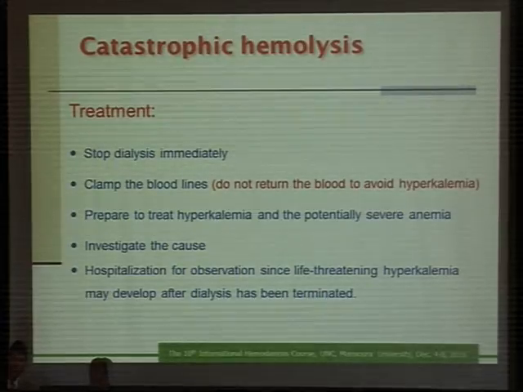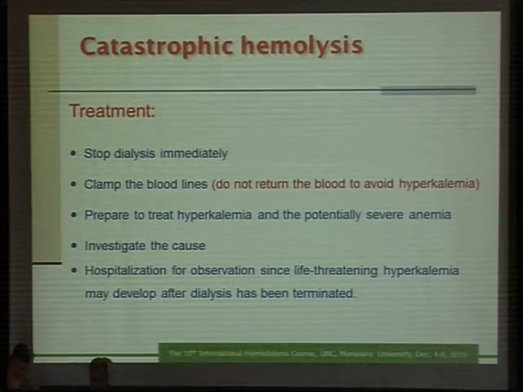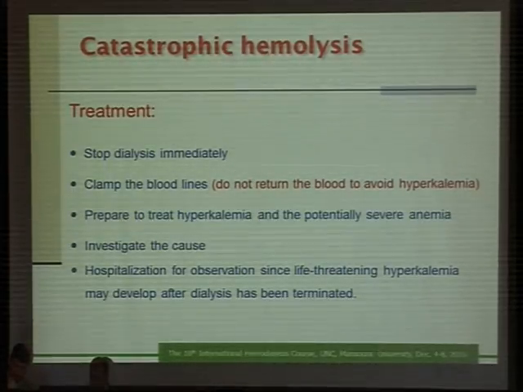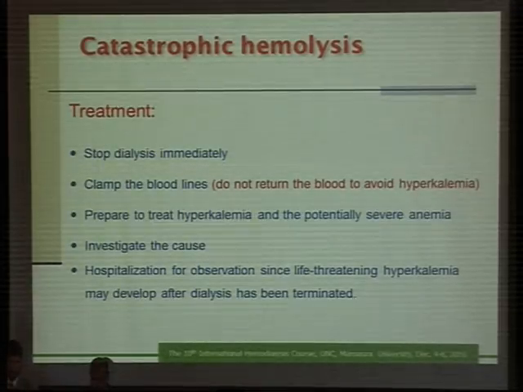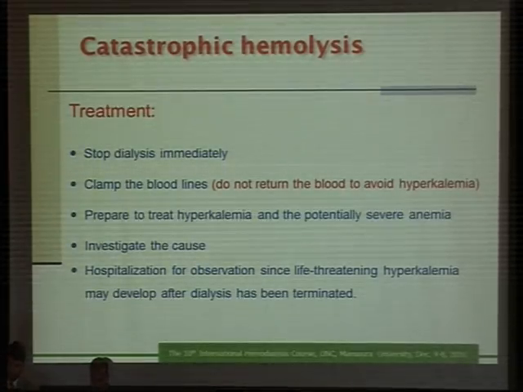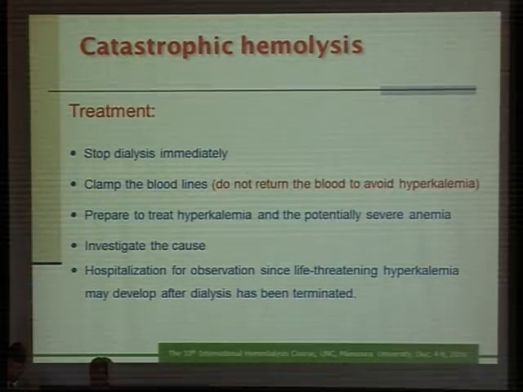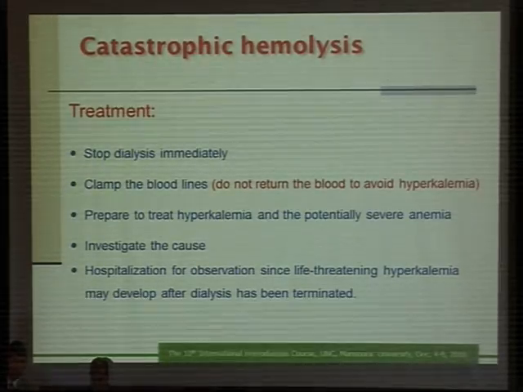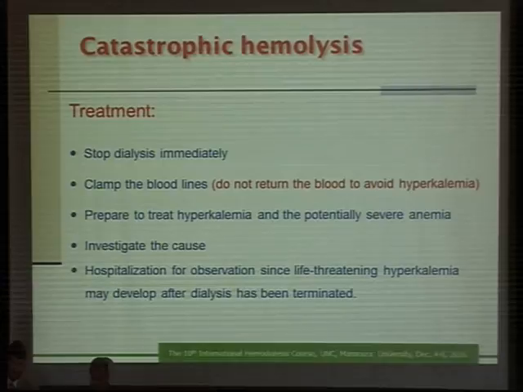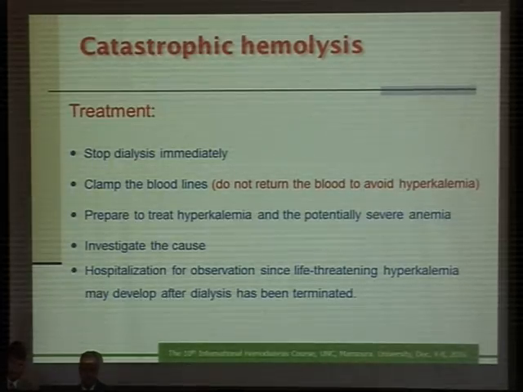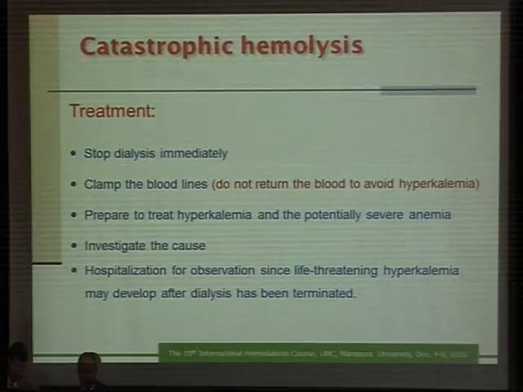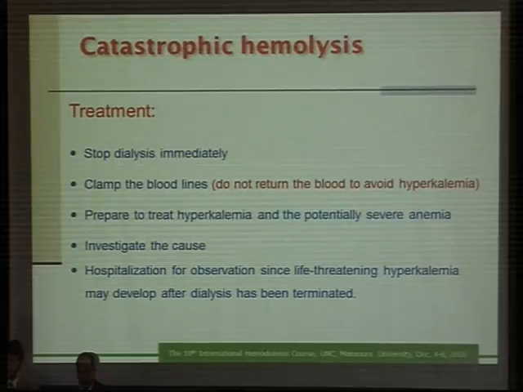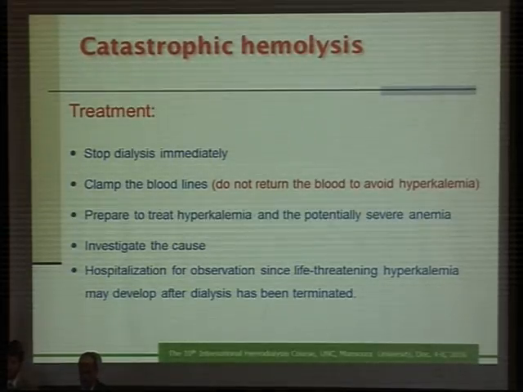How to treat? We should stop dialysis immediately and clamp the lines, and it's very important not to return the blood, to avoid developing hyperkalemia. And we should prepare to treat this hyperkalemia and the potentially severe anemia that develops. We should start investigation for the cause of hemolysis, and the patient should be hospitalized for days after this catastrophe to diagnose or treat the late life-threatening hyperkalemia that may occur.